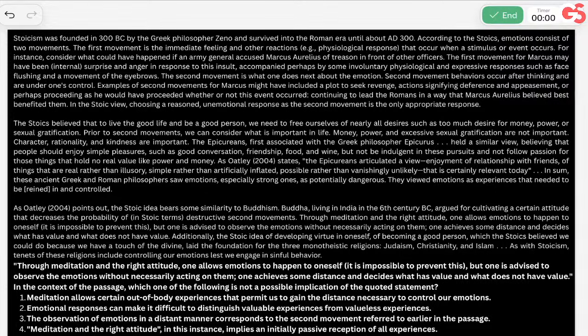Next, बहुत easy. Through meditation and the right attitude, one allows emotions to happen to oneself but one is advised to observe the emotions without necessarily acting on them. In the context of the passage, which one of the following is not a possible implication of the quoted statement? ठीक है, हमें दूर से देखना चाहिए, किसकी वैल्यू है किसकी वैल्यू नहीं है ये देखना चाहिए. So let's check it out.